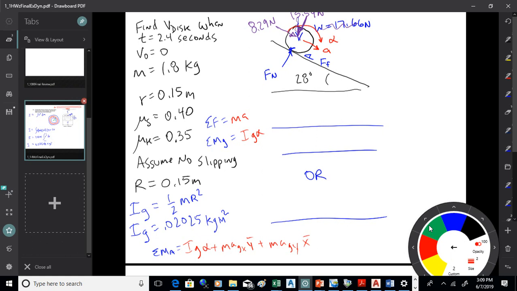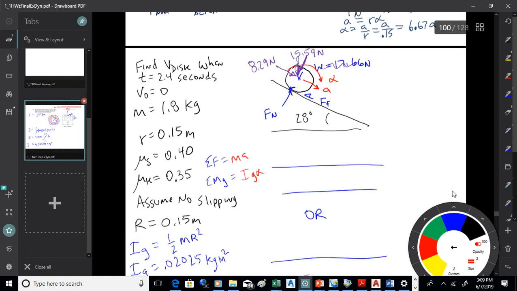The first thing to do there is get a free body diagram going, and then just sum up the forces. Some are known, some are not, and then equate that to MA. The mass is 1.8 kilograms.